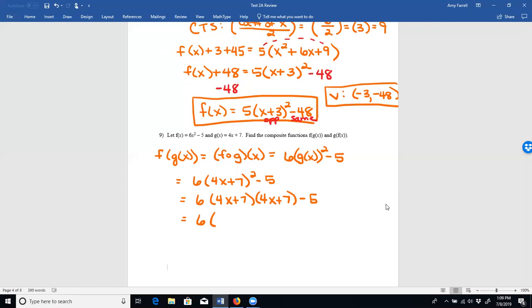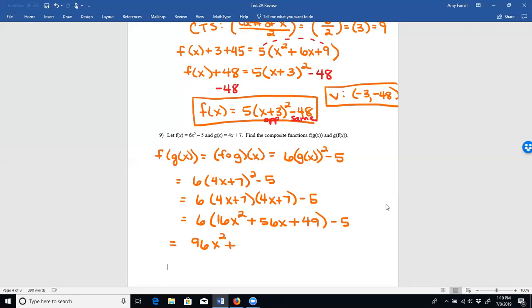And so when I FOIL, I get 16x squared plus 28x plus another 28x. So let me just go ahead and call that 56x plus 7 times 7, which is 49, close my parentheses, minus 5. Now I'm going to distribute my 6. 6 times 16 is 96, so we have 96x squared plus 6 times 56.